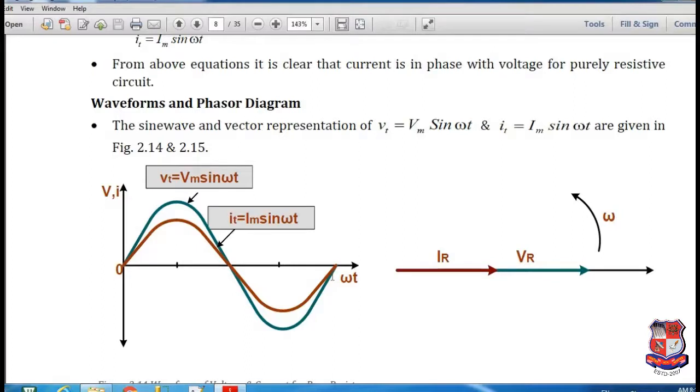The only difference is that the peak value for the voltage source and the current source are different. So this is the waveform and phasor diagram for the purely resistive circuit. As we all know, voltage and current are in phase, with phase angle phi equal to 0. So you indicate the voltage source and current source in phase, on the same line.